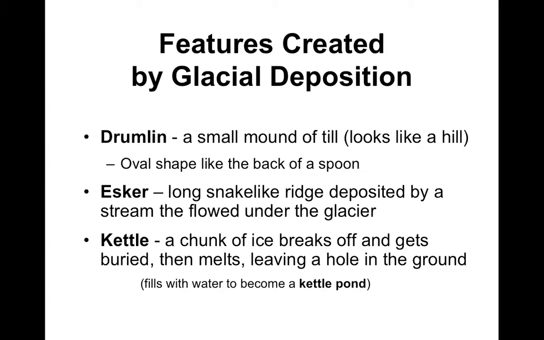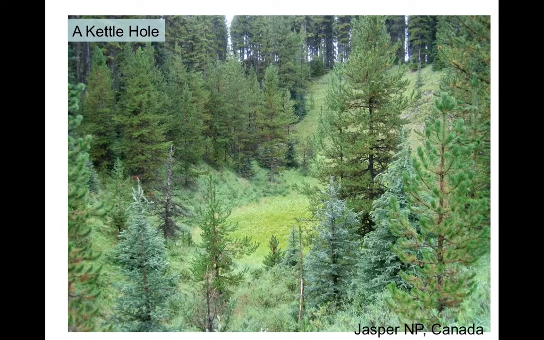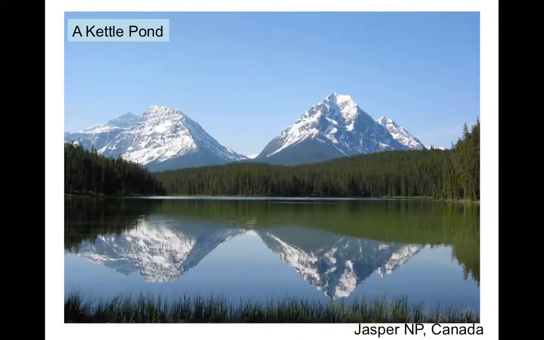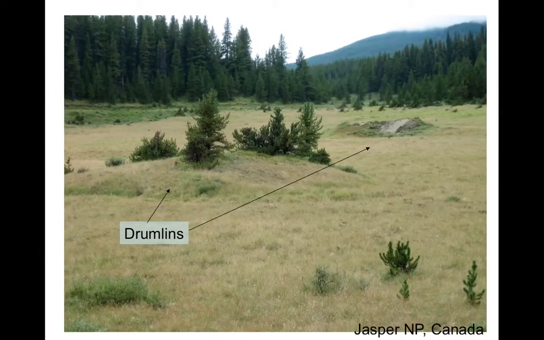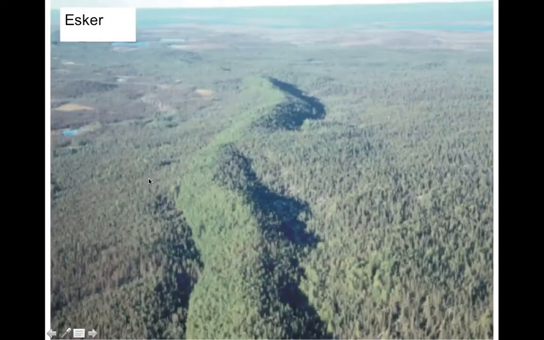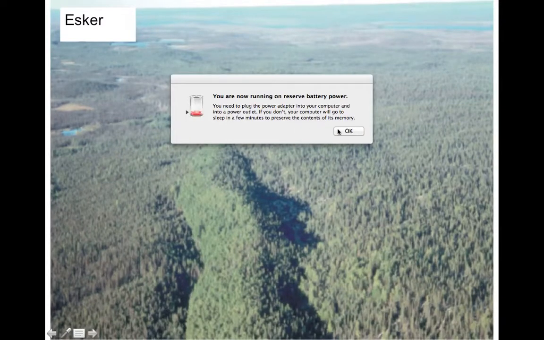So let's see some pictures. This is a kettle hole. So this area used to be filled with ice, and then the ice melted, leaving the hole behind. And this is a kettle pond, so the lake that formed when that kettle hole filled with water. These are tiny little drumlins. Here you can see this one's eroded to show the till. But you can see that oval shape. It looks like the back of a spoon. And this is an esker. So it's windy and thin and skinny, and it's a ridge of till.